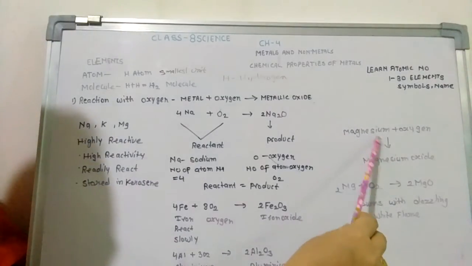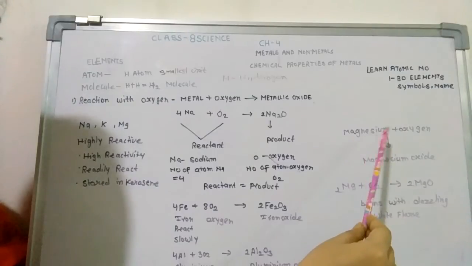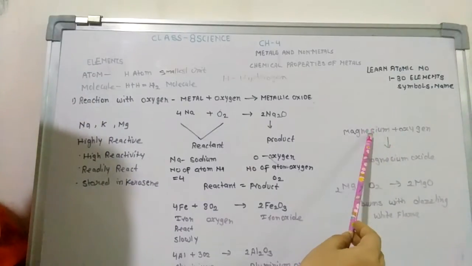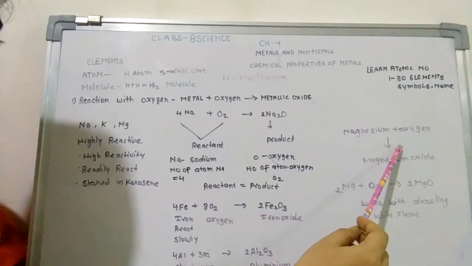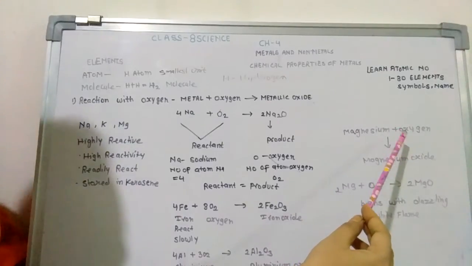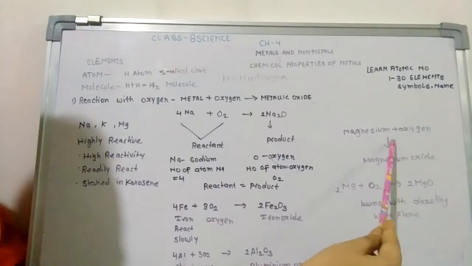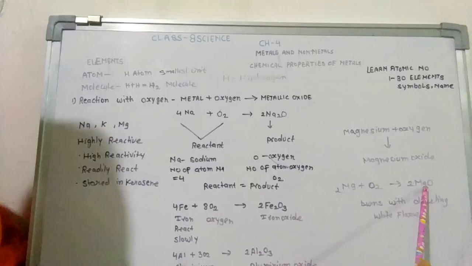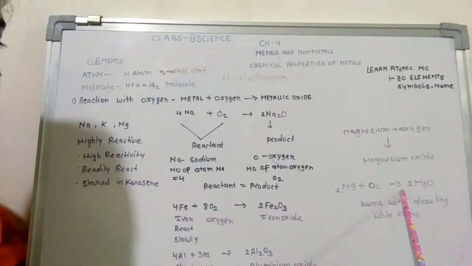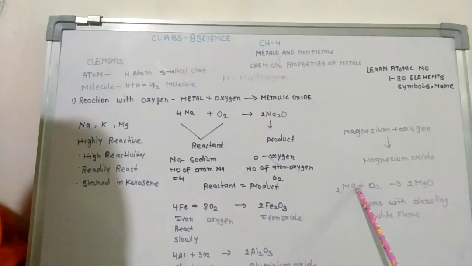In the same manner, magnesium also reacts with oxygen. Find the symbol of magnesium in the periodic table. The magnesium symbol is Mg, and oxygen is O2. It gives MgO, magnesium oxide, and burns in the presence of oxygen with a dazzling white flame. So it burns quickly with a white flame. When magnesium reacts with oxygen, it gives magnesium oxide.